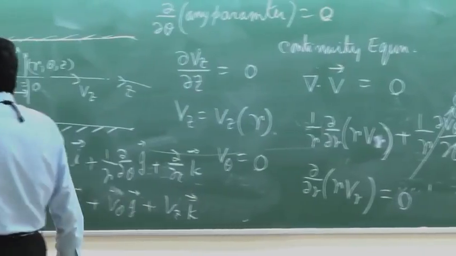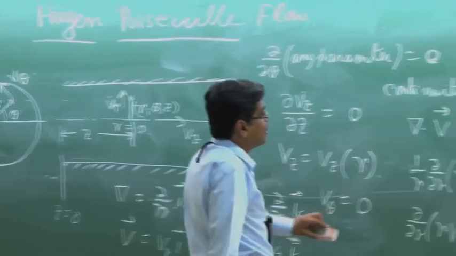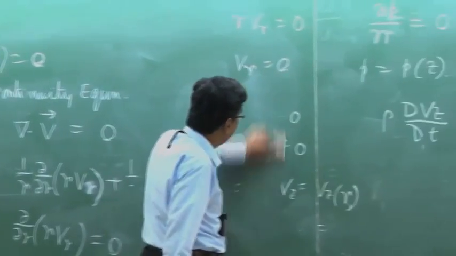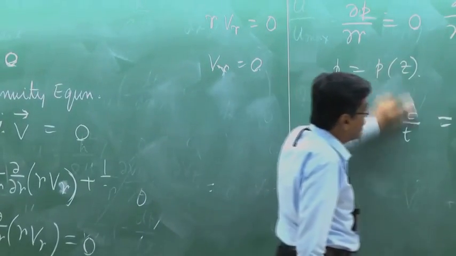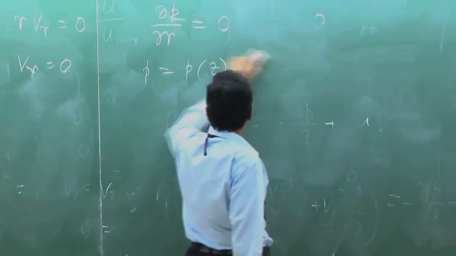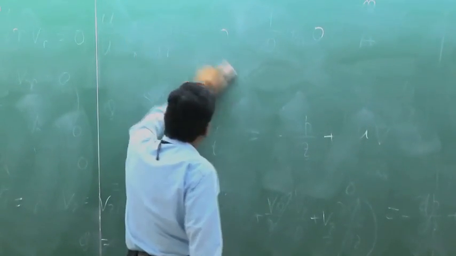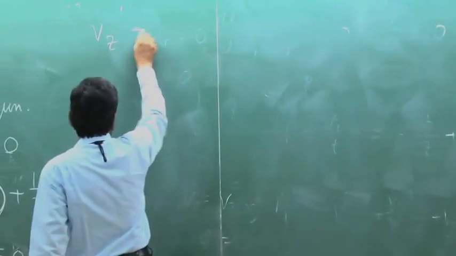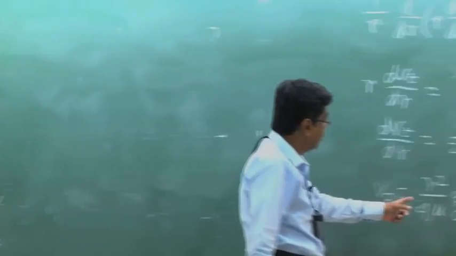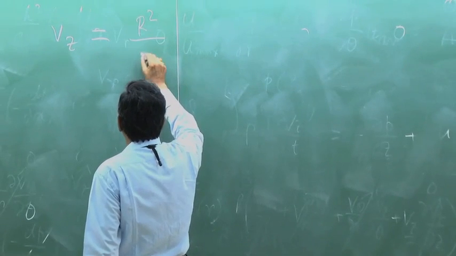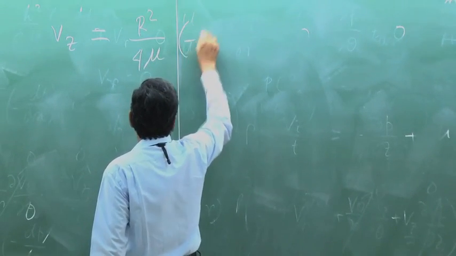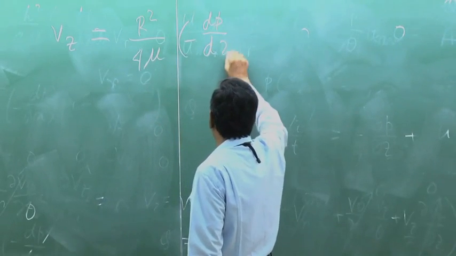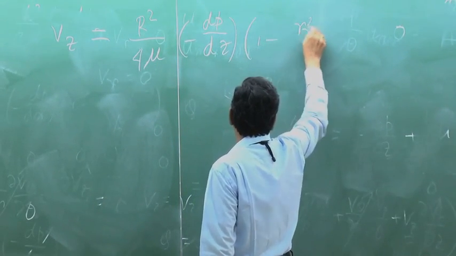Okay. Now after this, our routine task is like this. We find out the maximum velocity. The maximum velocity is at r is equal to 0 obviously. Oh, I have not yet written this Vz. Then if you substitute this C2 here, then you get the Vz, R square by 4 mu into minus dp/dz into 1 minus r square by R square, similar to the Poiseuille thing.